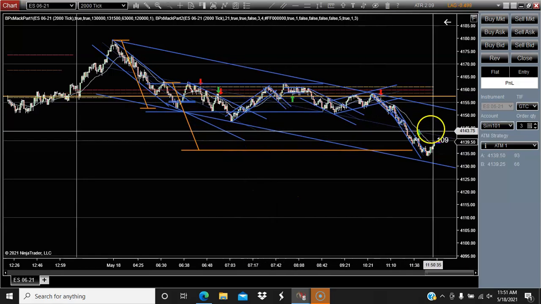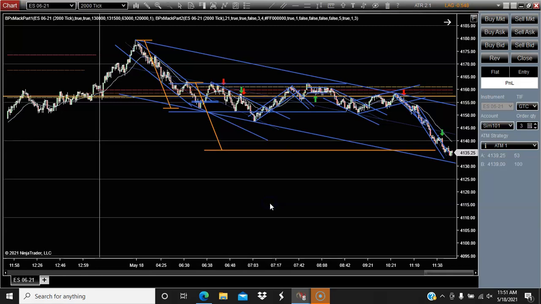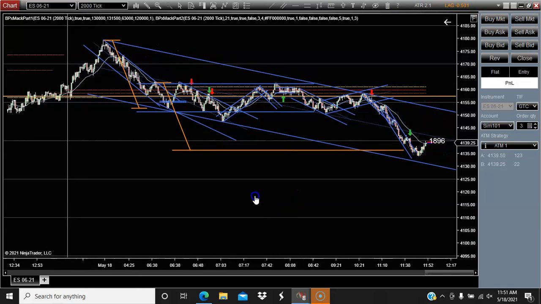I don't think I missed anything in here. We'll see as we go back through it. But yeah, there were some good second entries again, just like yesterday. Some good second entries, and it was hard to play this range at times, probably because it looked like a downtrend.